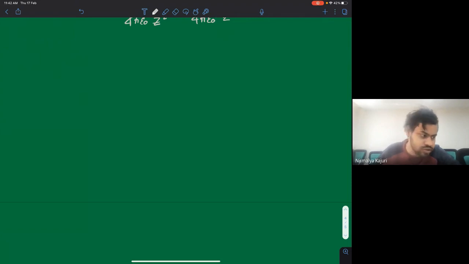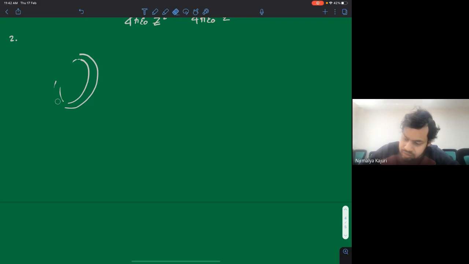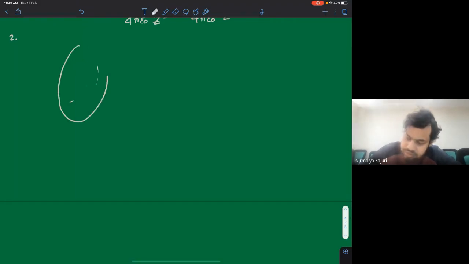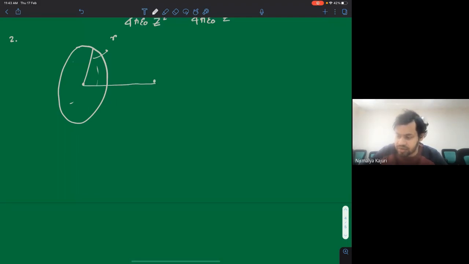Let's do another example. Let's do the disk. Okay, let's have a disk of some radius. Radius r, let us say. And then I have a charge sitting a distance z from the center.